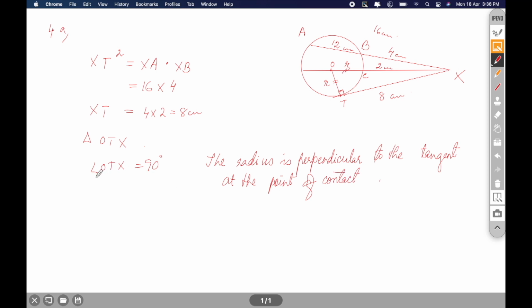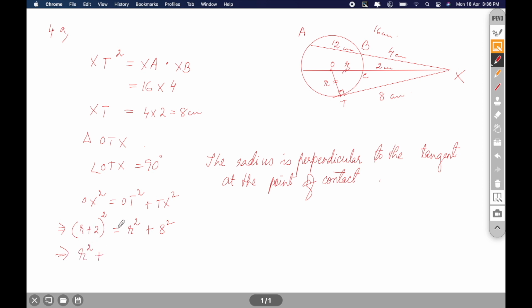So here by Pythagoras theorem we have the hypotenuse square, that is OX square, equals OT square plus TX square. Now OX is (R plus 2 centimeter) whole square here. OT is the radius and XT is 8. So let us simplify and find the value of R.